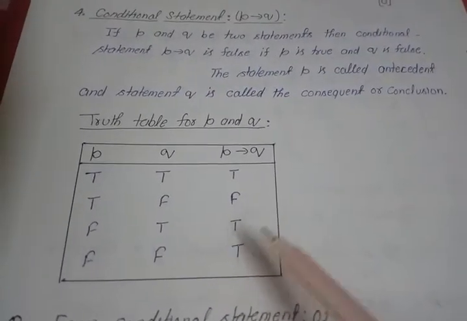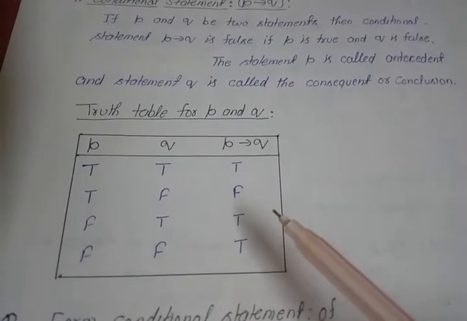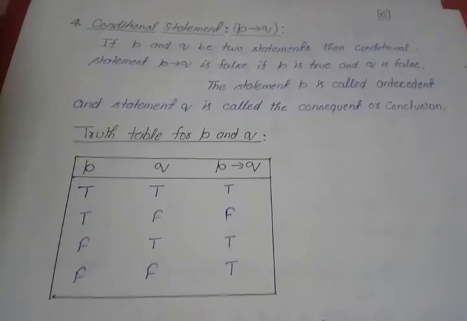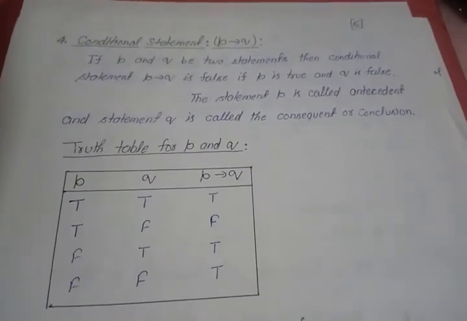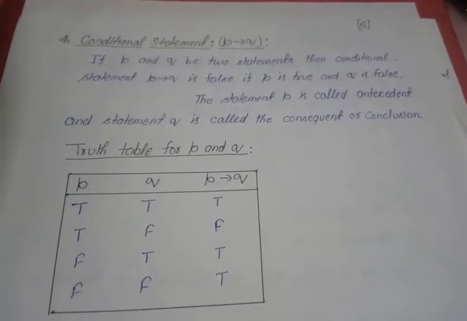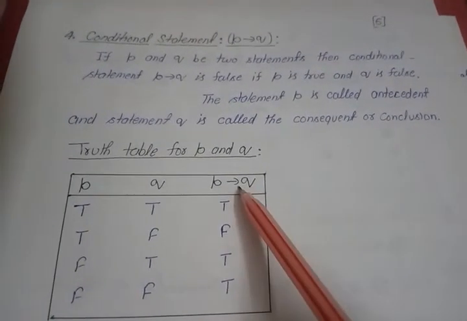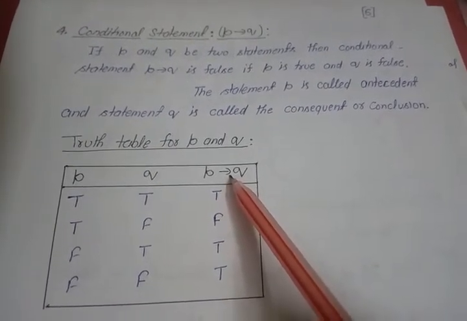statement is represented by this table. This type of representation is called the representation by the truth table. The definition of the conditional compound statement is that this conditional statement will be false if P is true and Q is false.